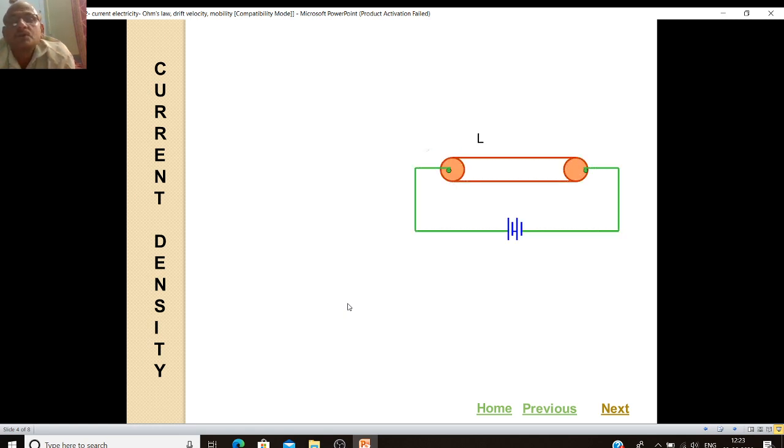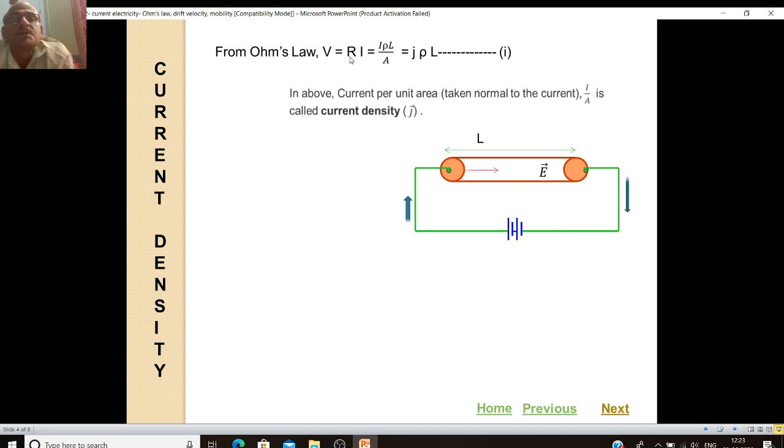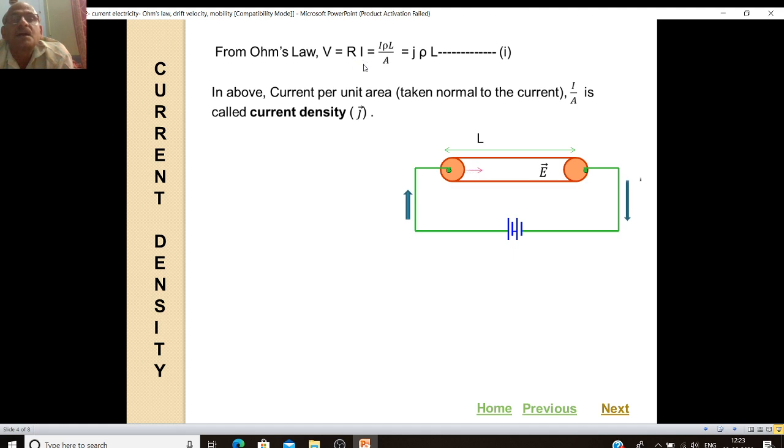Now current density. Once again, see the conductor of length L. Electric field is applied with the help of a battery. Now from Ohm's law, V equal to Ri and R equal to rho L by A. So V equal to I rho L by A. This I by A is called current density, denoted by J.